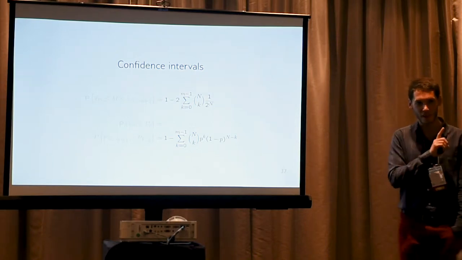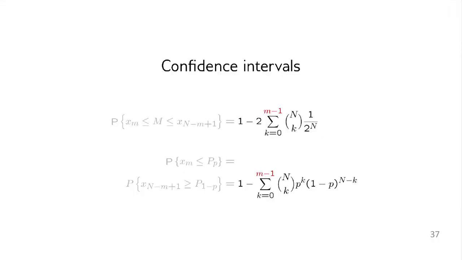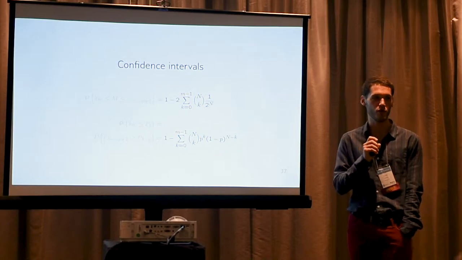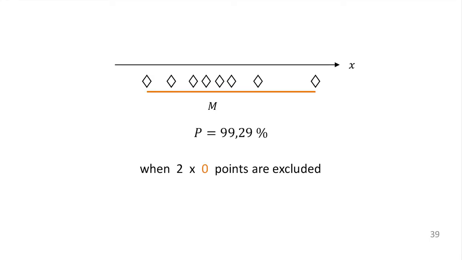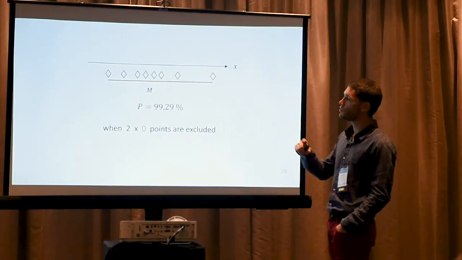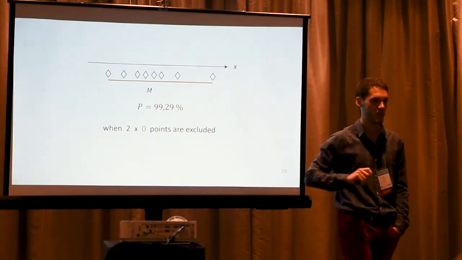There's another side benefit here, which is that in this one-liner, there's this parameter m here, which tells us how many of our n samples we want to use to make our prediction. What does that mean? It means that if I take my 8 sample example, then I can do the math and compute that the probability of the true median to lie between the two extreme values is about 99%.